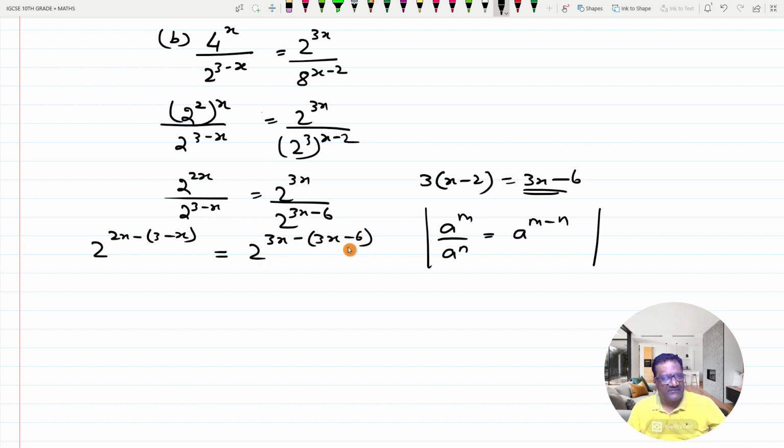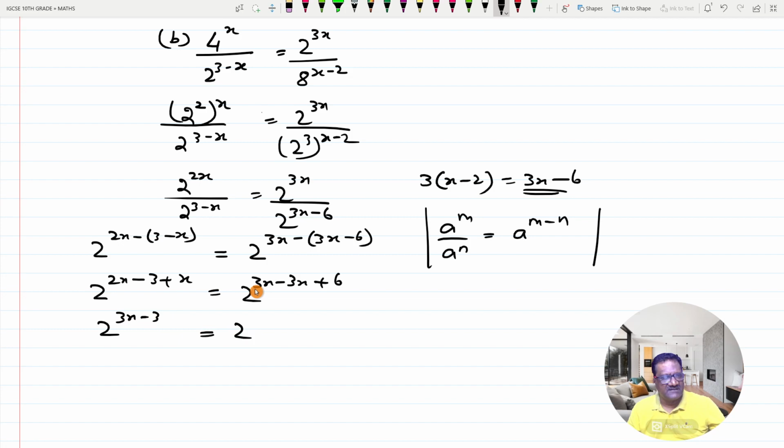Wherever you come across a binomial, two terms, whether you are subtracting or adding, you have to use brackets. That's always advisable. Now this will work out to 2 raised to 2x minus, opening the bracket, minus 3 plus x. Here it will become 2 raised to 3x minus 3x plus 6. This will work out to 2x plus x is 3x minus 3. Here 3x minus 3x is gone and you're left with 6.